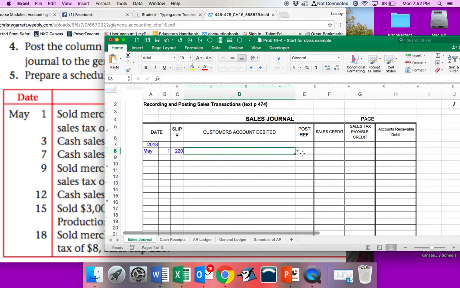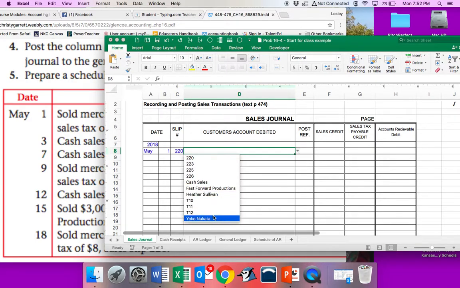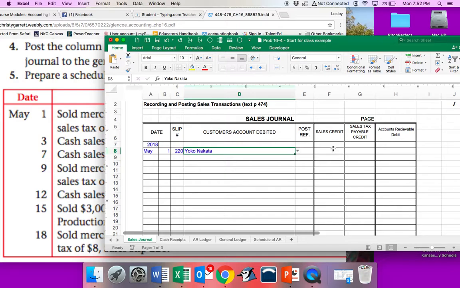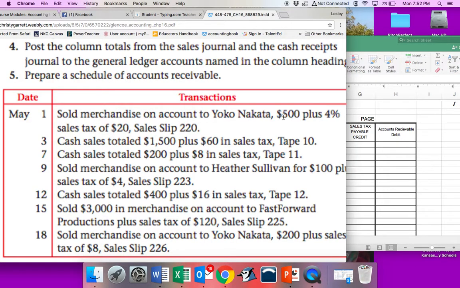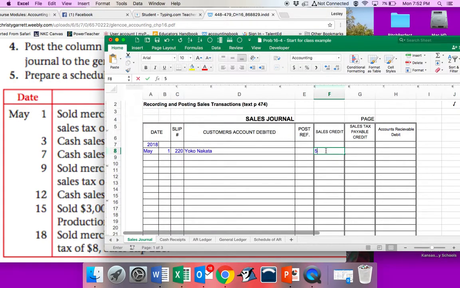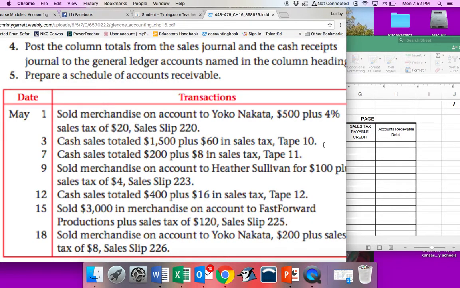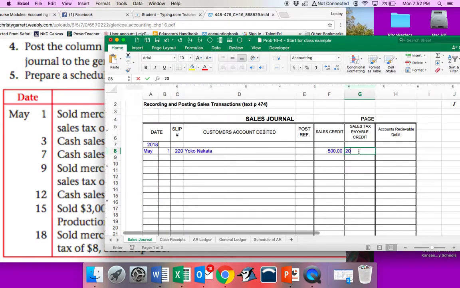Okay, so normally we would write Yoko Nakata and accounts receivable together, but because we know they're all going to be accounts receivable, we just put the name of the client. It was a total of 500 in sales, so 500 in credit. We no longer list out like we did in the general journal. We now have a sales column, a sales tax payable column, and an accounts receivable column. So we put 500 for sales. There was $20 of sales tax. Two credits, we add them together, which means we are going to charge the client $520 in accounts receivable.